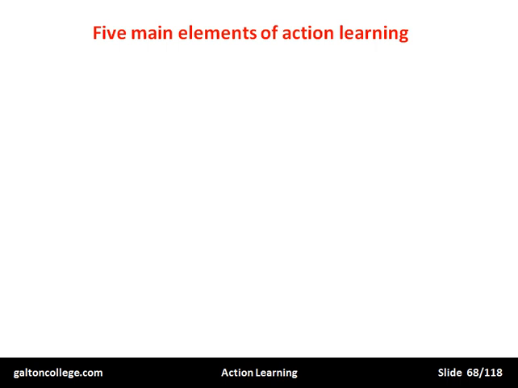Now, the five main elements of action learning. First of all, the individual voluntarily joins the group. There should be no force. Voluntarily joining the group means that the group members are more engaged. They're more enthusiastic. They've voluntarily joined. Nobody forced them into it. They want to be there. They want to have their voice heard. They're interested. And therefore they will make a better contribution.